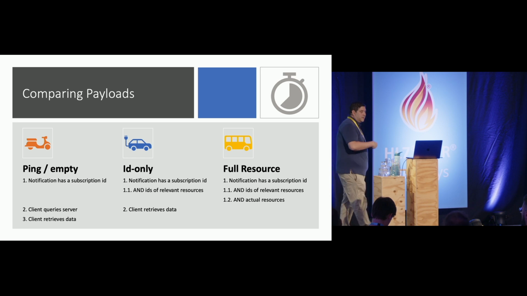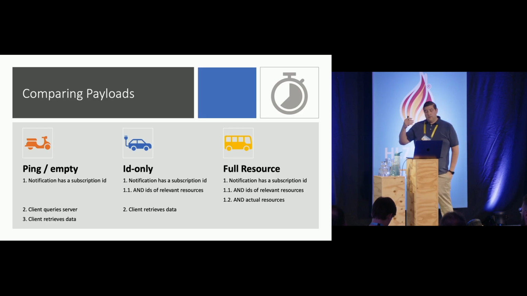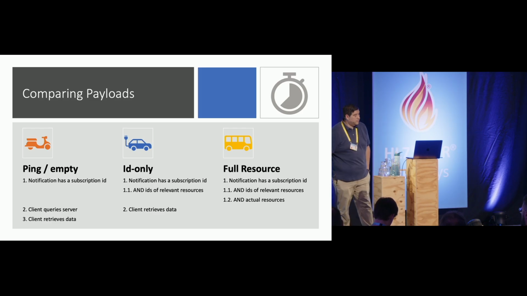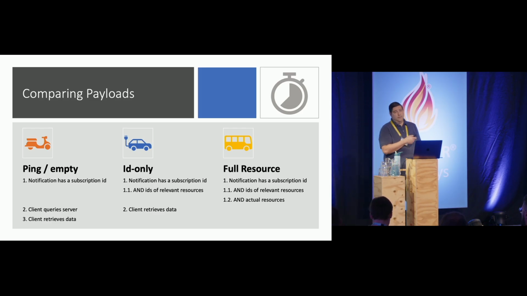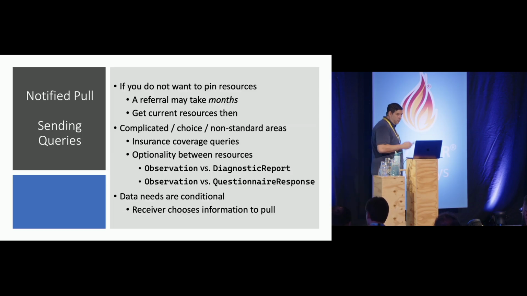So, again, reviewing, reslicing, pivoting the other direction. We have pings, ID-onlys, and full resources, and this kind of shows the additional workflow that you do. When you get a ping, you just say, I have a subscription ID, so then I have to go as a client, query the server, retrieve the data. When I have IDs, I get the IDs, so all I do is retrieve the data. I don't have to do any queries. Queries are expensive. And when I get full resource, I never have to talk to you again. I have everything I need when I got the notification.